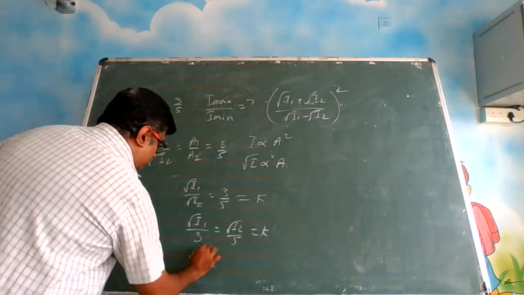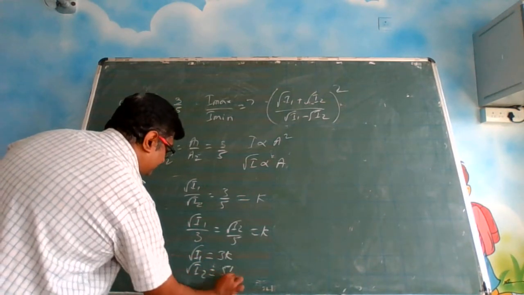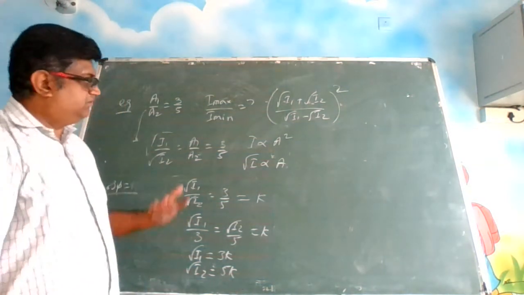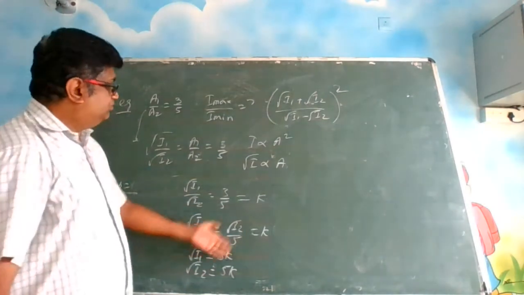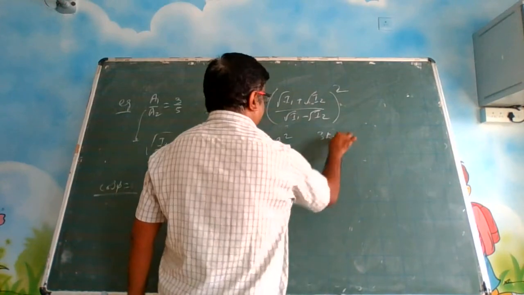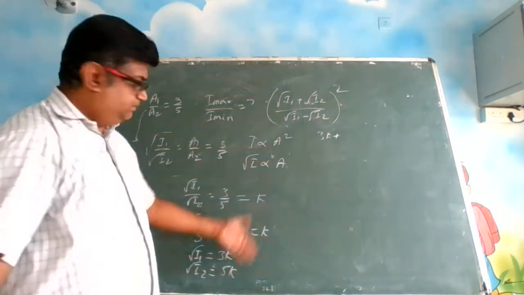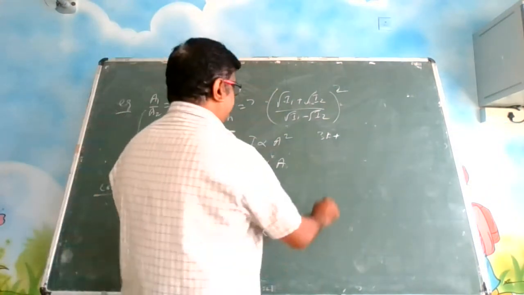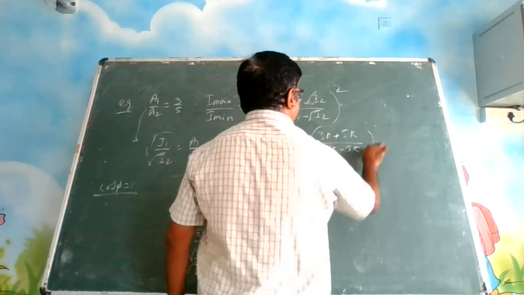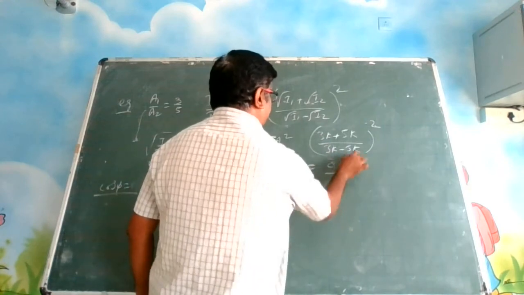You can write it as root over I1 is equal to 3k, root over I2 is equal to 5k. Simple. This is another approach. You can adopt whichever approach you are comfortable. I1 के प्लेस में इसको डाल दो बस सीधा. तो ये क्या हो जाएगा? 3k plus 5k. Why am I taking it like this? Because k in numerator and denominator at both places will be cancelled. Okay? So 3k plus 5k, 3k minus 5k whole square. So 3 plus 5, 8k by this is 2k.